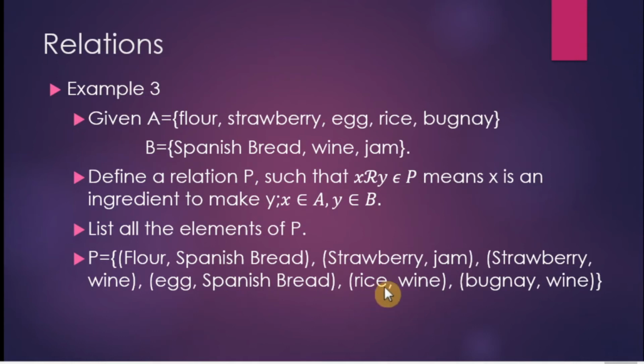Rice is an ingredient to make a wine. The product is called rice wine. And then bugnay can be used to make a wine. The result is a bugnay wine. But we can never add an ordered pair like flour and jam. Can you make a jam out of flour? Or egg jam? Is there such a thing as an egg jam? I don't think so.